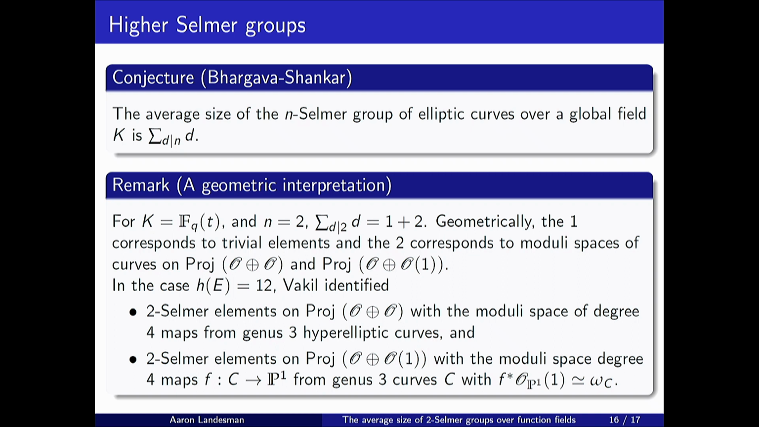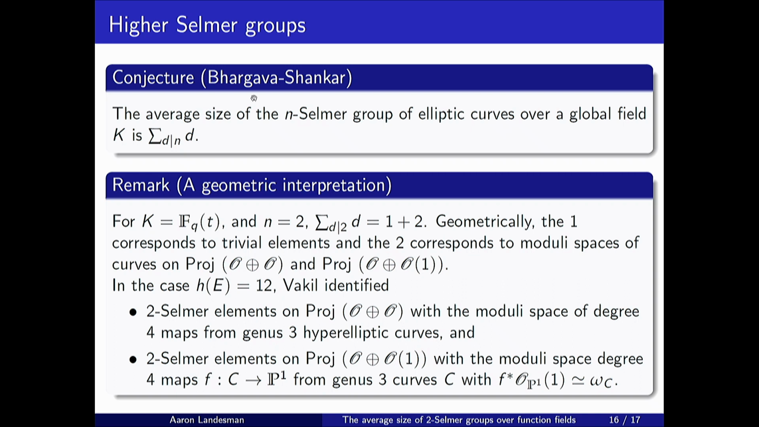So Bhargava and Shankar predict that the average size of the Selmer group for the n Selmer group should be the sum of the divisors of n. So for 2, that checks out, because the sum of divisors of 2 is 1 plus 2, which is 3, which is the average size. And in fact, they've proven this for n up to 5. And so this is their conjecture. And let me try to give a geometric interpretation, a possible way to address their conjecture.